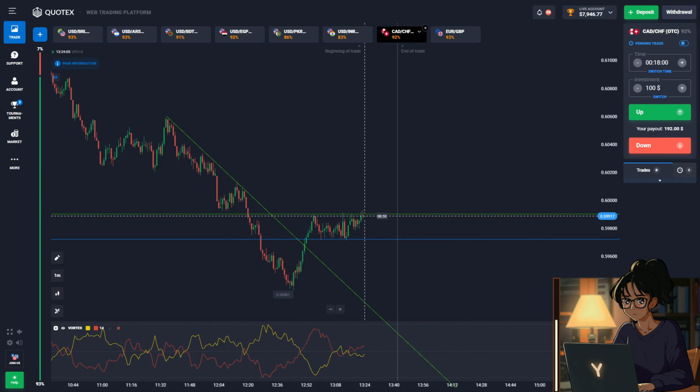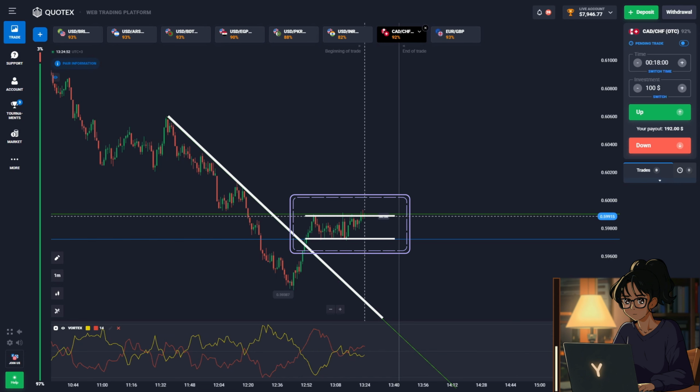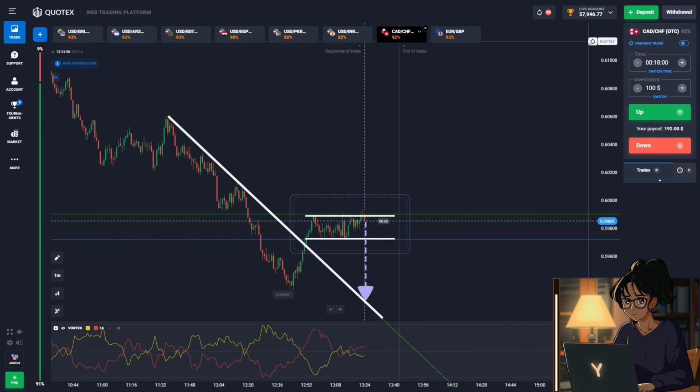Trade number 1. I draw a trend line across the recent lows and see a downtrend, so I'll be looking for short setups. I mark my levels and see that price breaks the trend line but starts moving sideways, bouncing between levels. This is a back to trend scenario. Price pauses, then returns to the original direction.